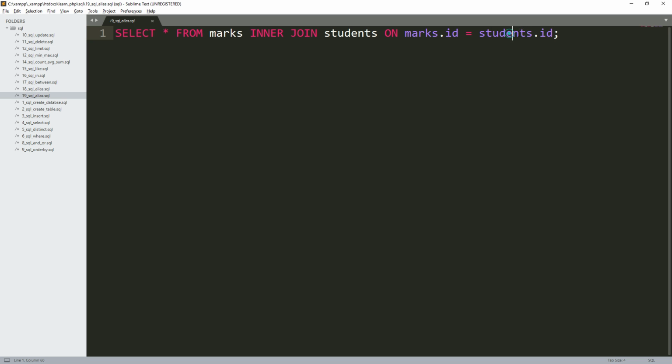Otherwise, if you don't do this, they will form what we call a Cartesian product. I will discuss it later. I hope at this moment we are together.